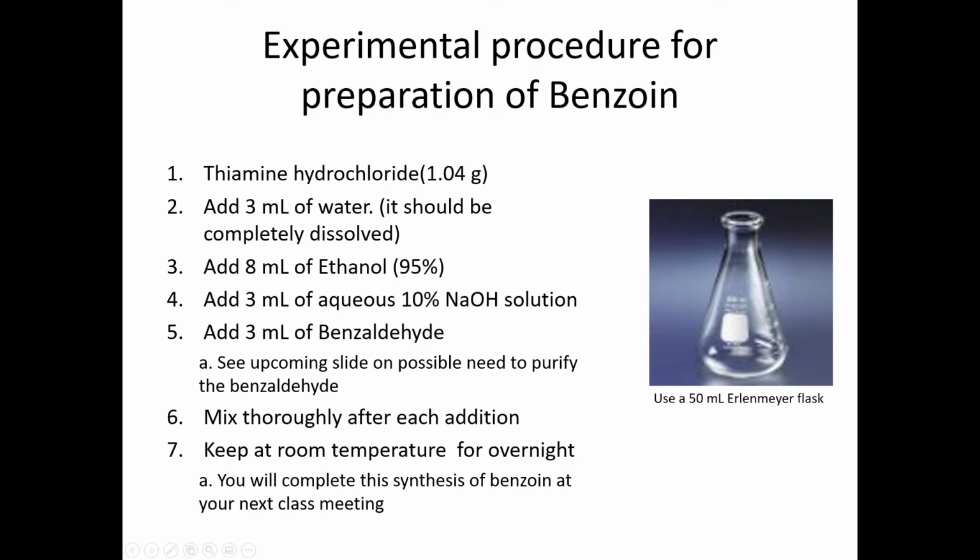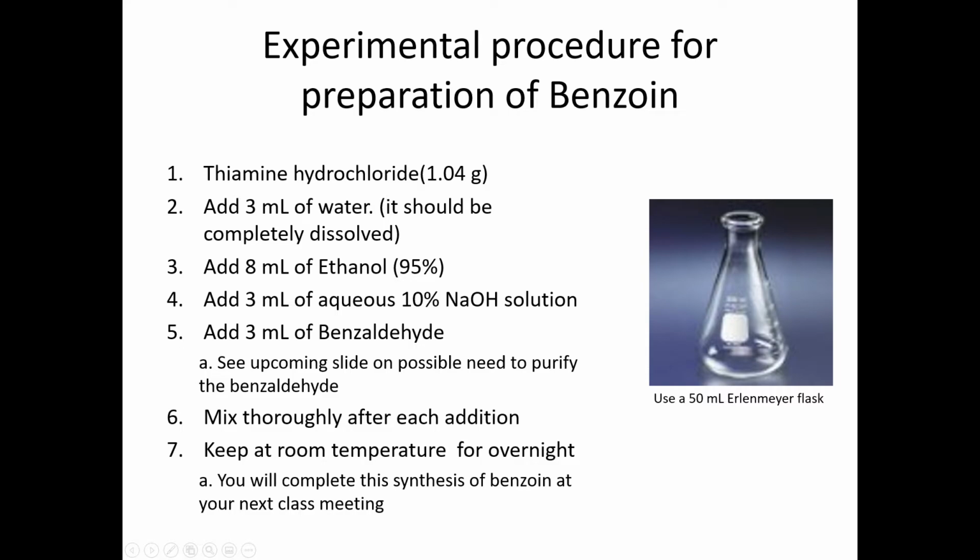So to talk about the actual procedure of the lab, we're going to be using thiamine hydrochloride, about 1.04 grams. To this thiamine hydrochloride, we'll be adding 3 mLs of water, and this will completely dissolve our thiamine hydrochloride. We then add 8 mLs of ethanol, 3 mLs of our sodium hydroxide base so that we can add the hydroxide into the system. And finally, 3 mLs of our benzaldehyde.